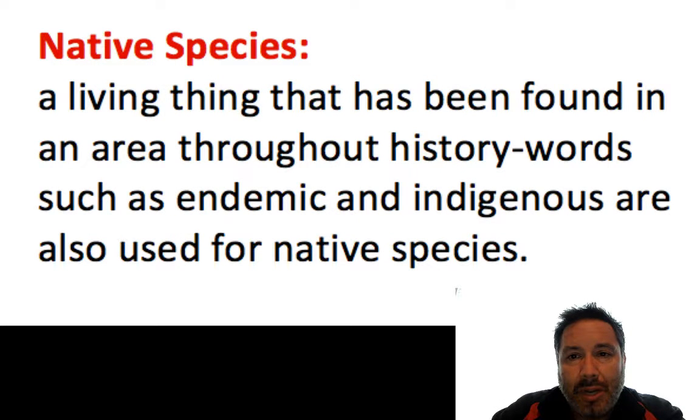So, let's first get familiar with what a native species is. A native species would be anything that's been found in an area throughout history. Other words like endemic and indigenous are also used for native species. So we could be talking about animals or plants or any other living thing that has been traditionally found in an area. That is what a native species is.